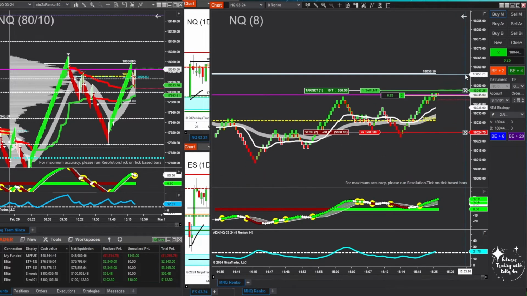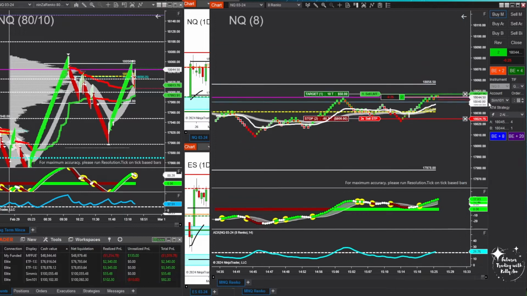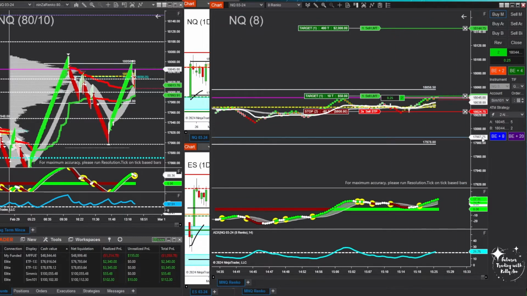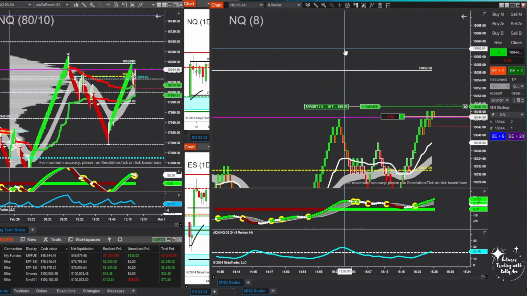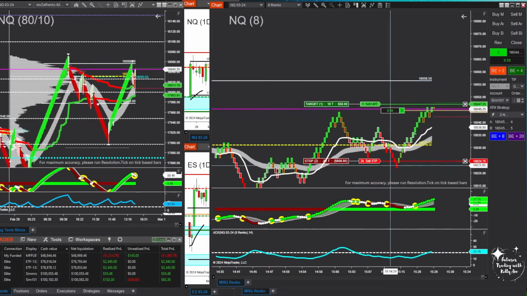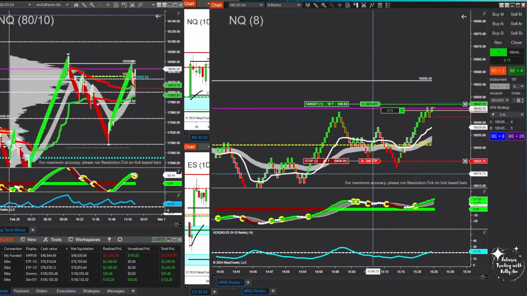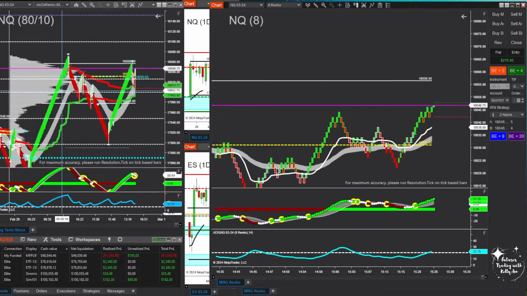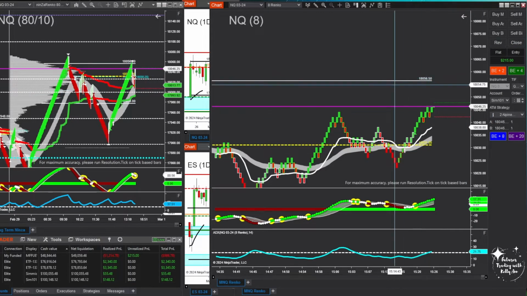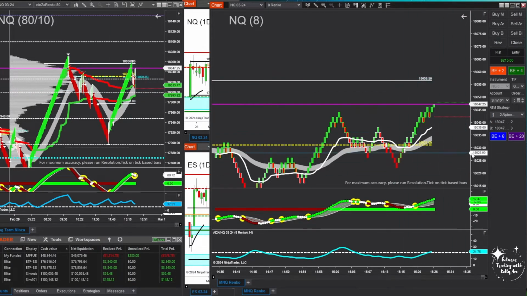I'm taking two contracts. I'm taking off 10 ticks at one contract, and the other one I'm going to let run. We'll see how this works. My stop's set at 80 ticks. Right now it's at 20 because I'm at the pivot, which is how it should be. Stop filled. I'm out. So what was that, two or three? I lost count.